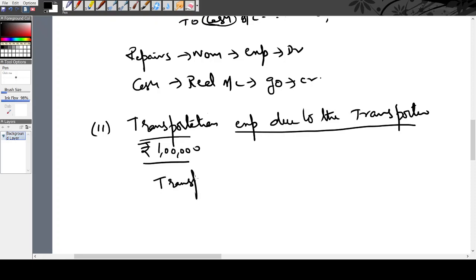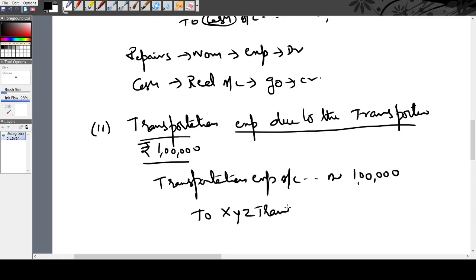Transportation expenses account should be debited because we have incurred some expenditure. This is a loss for the business, an expense for the business. We have not paid cash, neither have we issued a check. So we cannot write either cash or bank here. We have to pay money to the transporter. So I'll write the name of the transporter here. Let us say XYZ transporter account should be credited.